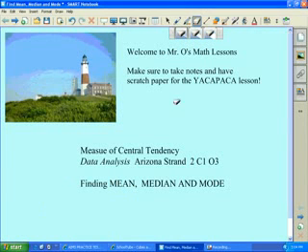Good morning. Today we're going to be working with measures of central tendency. This is basically data analysis where we look at information that we collect and we come up with pieces of information based on that data. Today we're going to be working with finding the mean, the median, and the mode.